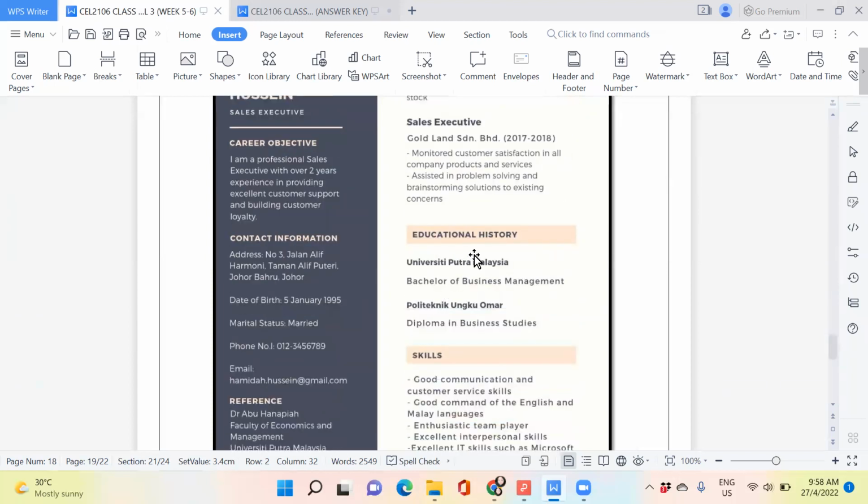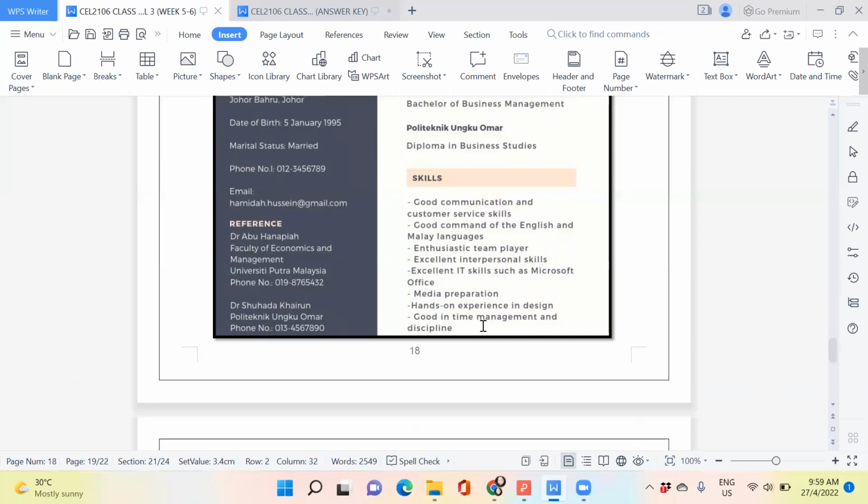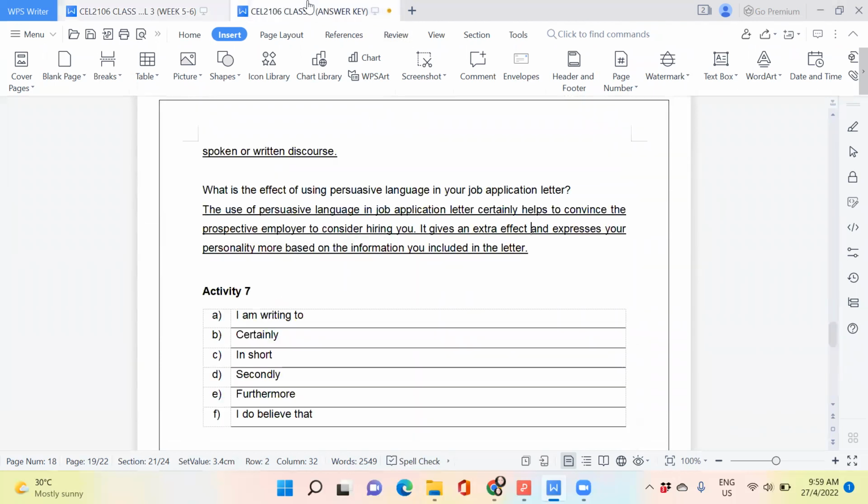Okay. And then your educational history, preferably, of course, you have to put lah your degree. What was your degree in? What was your diploma in? Lepas tu skills. Okay, skills pun penting. You have to mention what kind of skills do you have. Languages. How many languages do you speak or write? Okay, and then apa lagi? What kind of a person are you, etc., etc. Alright, okay, so let's see.